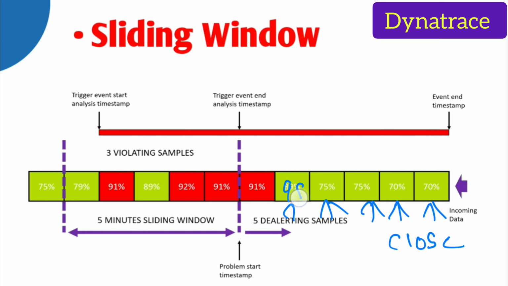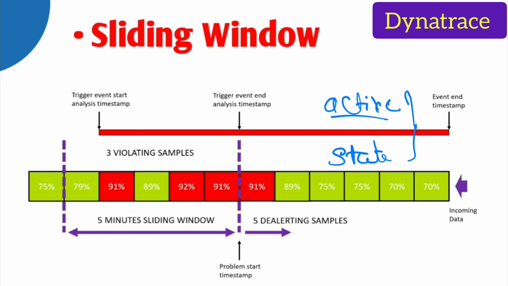But if it is 95, 92% or 93, above the threshold, it will check 5 samples, 1, 2, 3, 4, 5. When it verifies, this is also above 90, this is also above 90, this is also above 90. So it will not de-alert. The alert will stay in the active state. Suppose you set up 1 sample for the de-alert. If Dynatrace checks here and it is below 90%, it would close the alert.